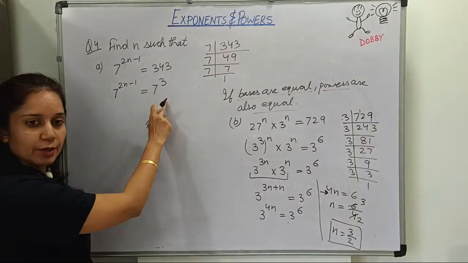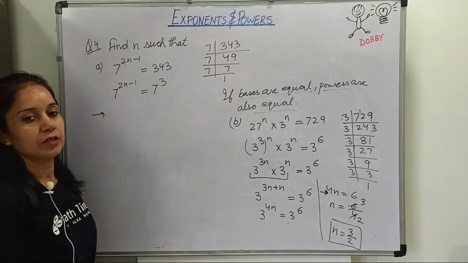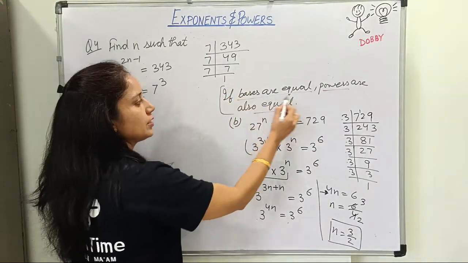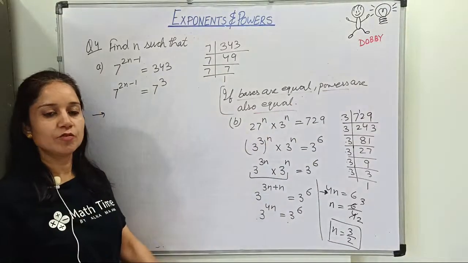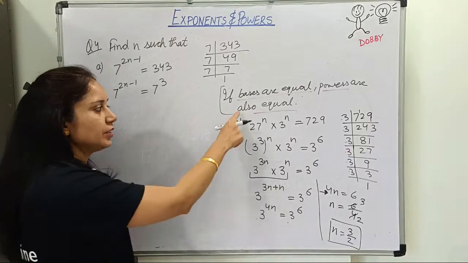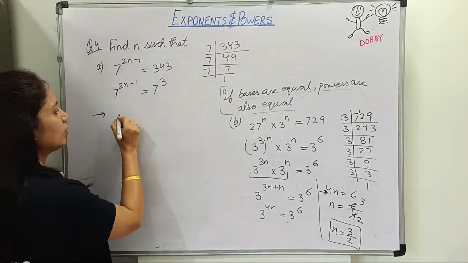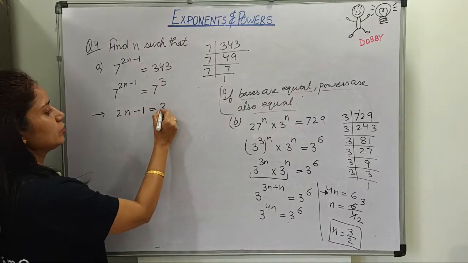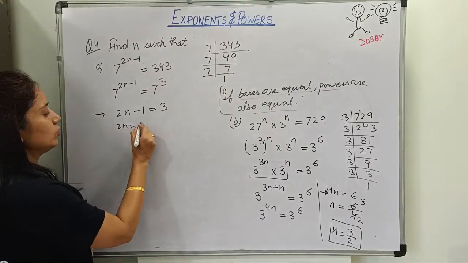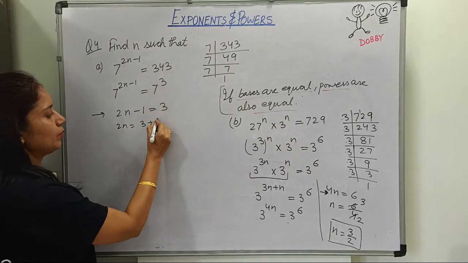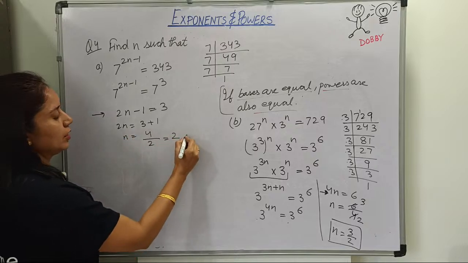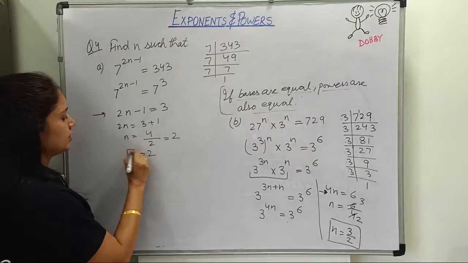Now bases are same, so we can equate the powers. Now don't do it directly. Every time such a question comes, you have to write this line: if bases are equal, powers are equal. Because the reason you have to mention. You cannot just make the 7 disappear and equate the powers. Mention the reason. After that you can leave 7 and go to the powers only. 2n minus 1 equals 3. 2n equals 3, minus 1 goes to the other side, becomes plus 1. So it becomes 4. 4 divided by 2 gives us 2. n equals 2 is the answer.